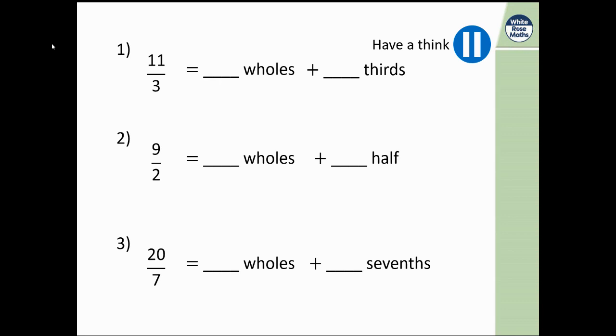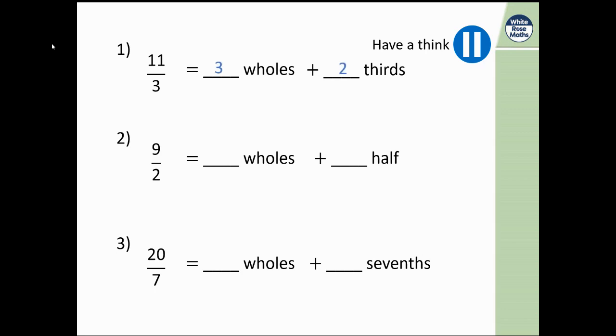Let's have a think. So we've got the top one, number 1. We've got 11 thirds. So, how do we do it again? How many 3s are in 11? And again, we can count in our 3s. So we go 3, 6, 9. That's 3. I can't go any more, because if I go one more, it's 12, and that's too many. So that's 3 wholes. How many are left over? 9, 10, 11. We count on. It's 2 more. So it's 3 wholes and 2 thirds.